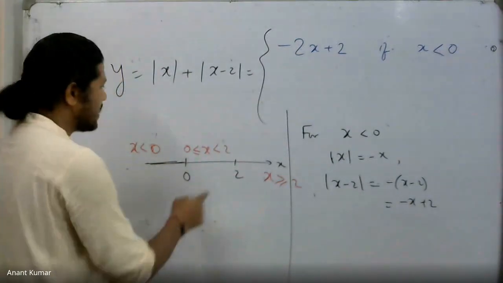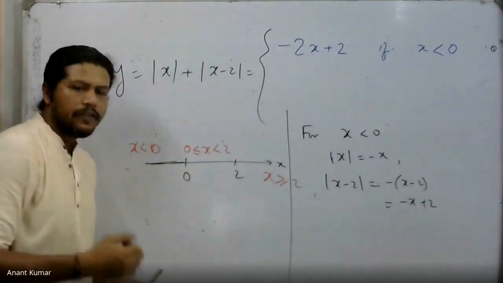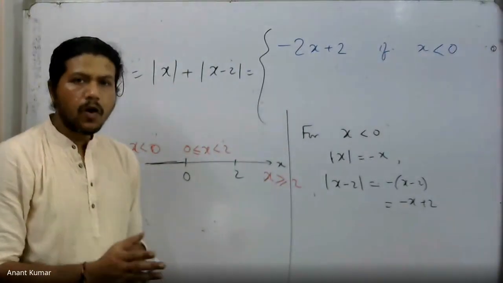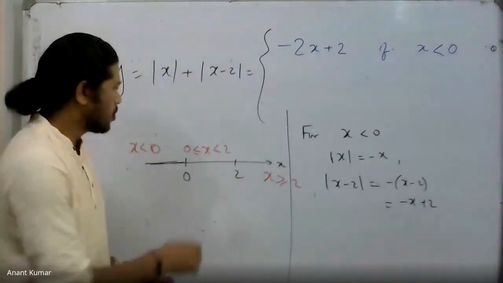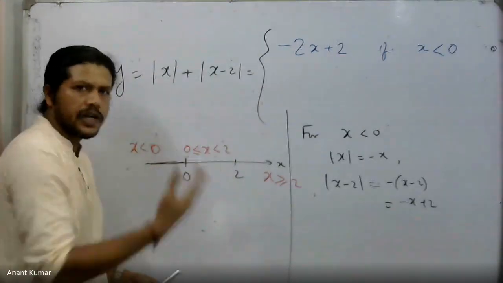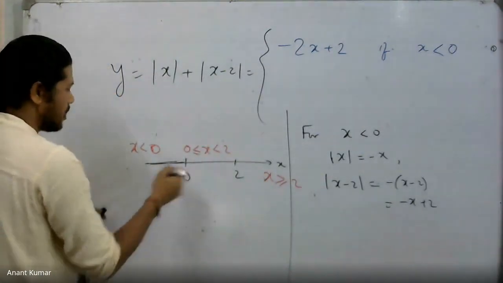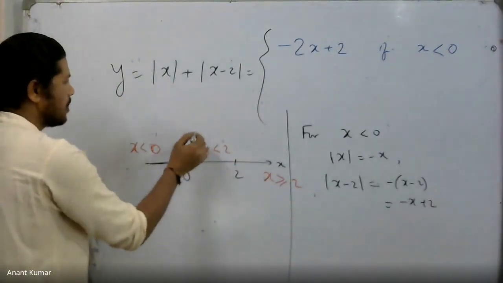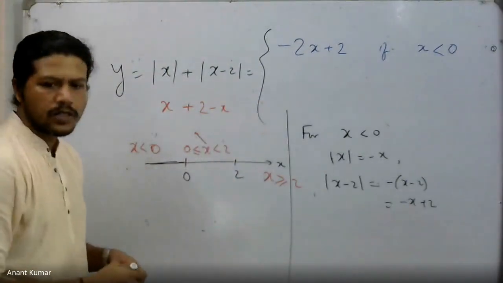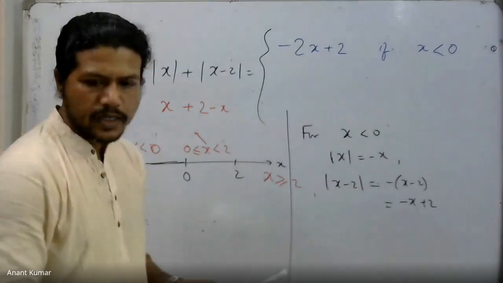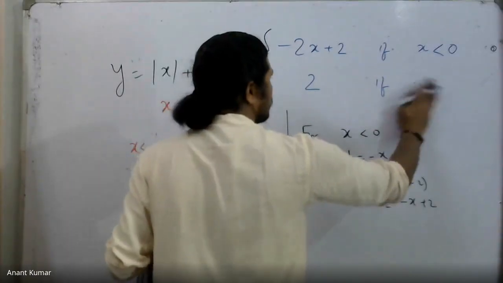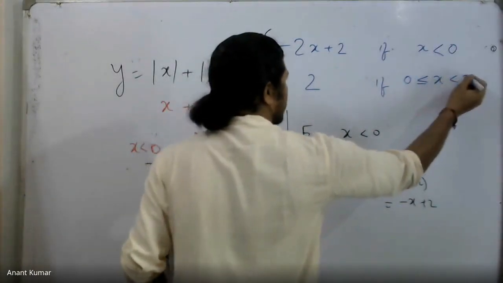What if I consider in this interval x lying between 0 and 2? If x lies between 0 and 2, then x is more than or equal to 0. Therefore, mod x is going to be positive. So in this interval, this part becomes positive, it becomes x over there. Well, this is still negative. So in this part of the interval, we end up getting x plus 2 minus x, which is giving us simply 2, a constant. So we get in this case simply 2 if x is positive but less than 2.